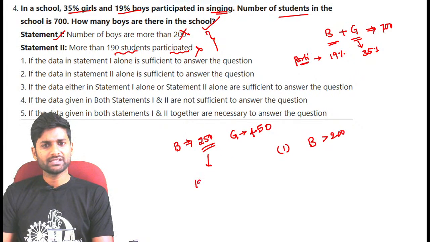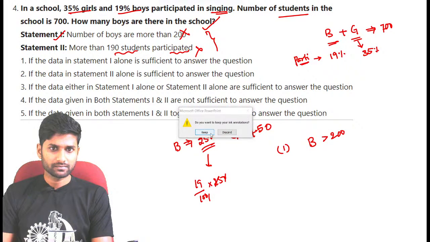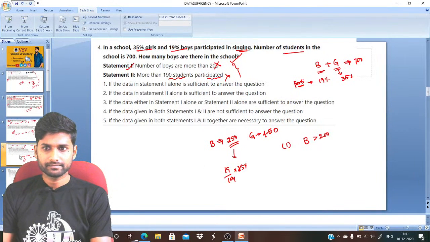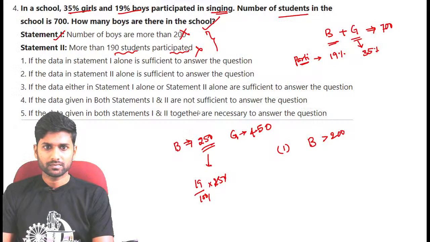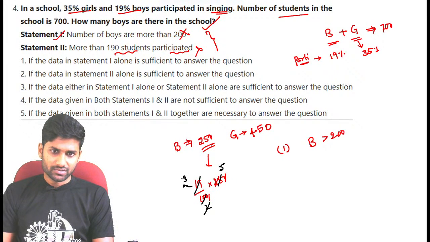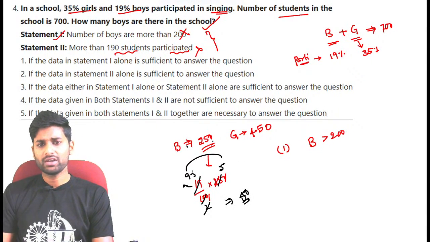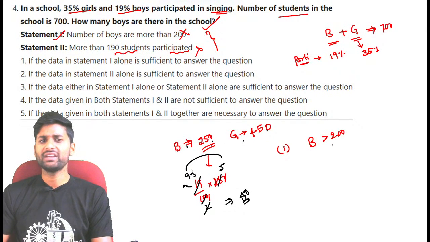See, 19% is 19 by 100 of 250. This cancels; 5 fives are 25, 5 twos are 10, and the value becomes about 47.5, approximately 50. So if you go with the assumption of boys being 250 and girls 450, we never get any value above 190 participation. That is wrong.